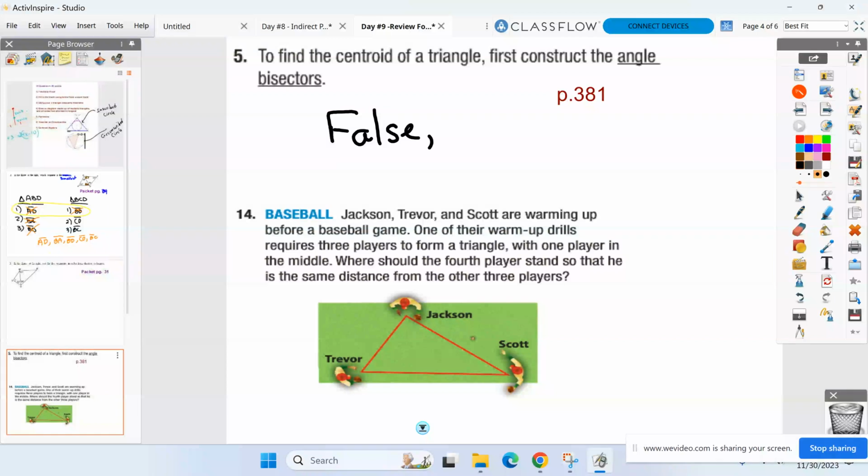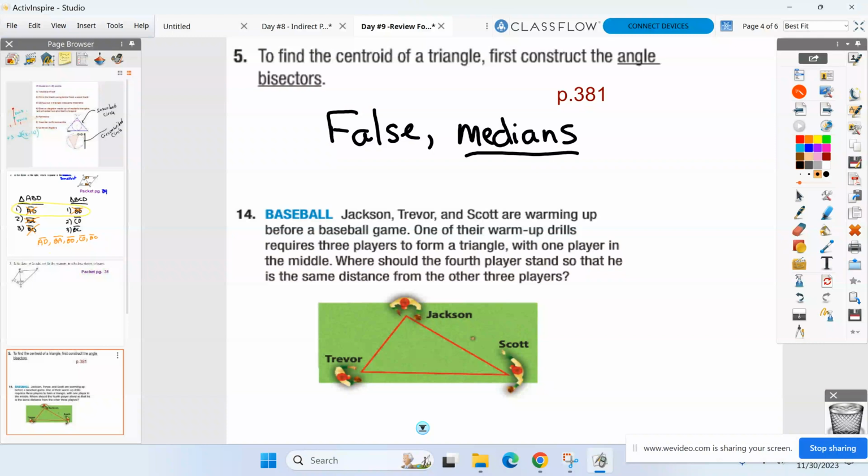Replace angle bisectors, that would make it true. What should go in for angle bisectors that would make this a true statement? Go ahead, let's go. Medians. Right? The medians should be there. That would be a true statement. The medians would get me to the centroid.